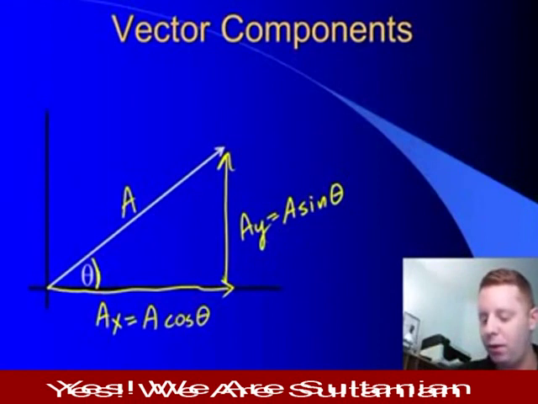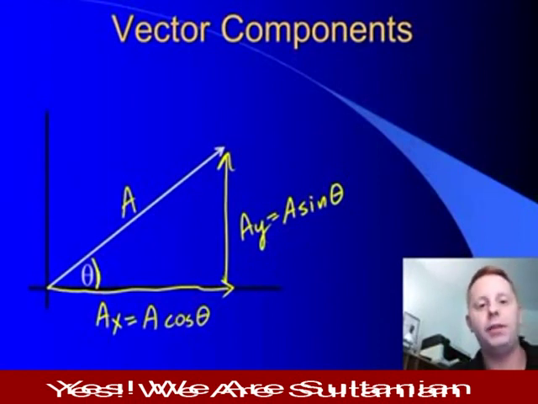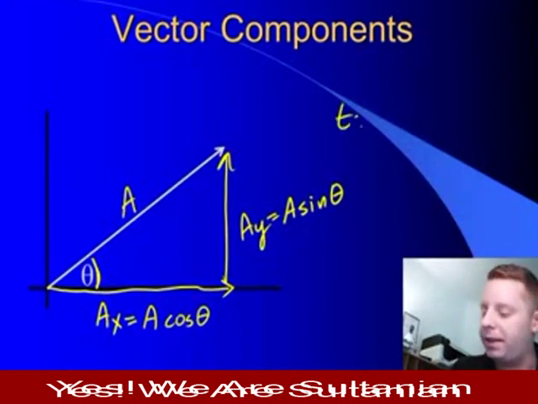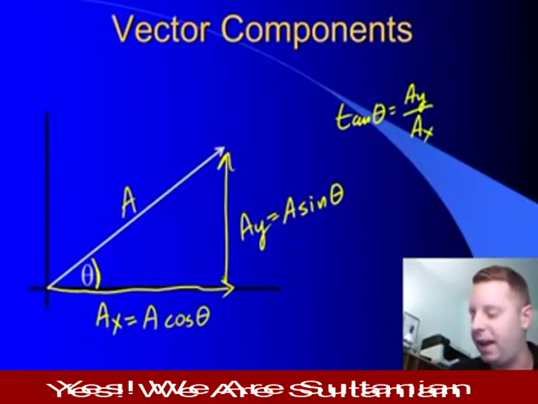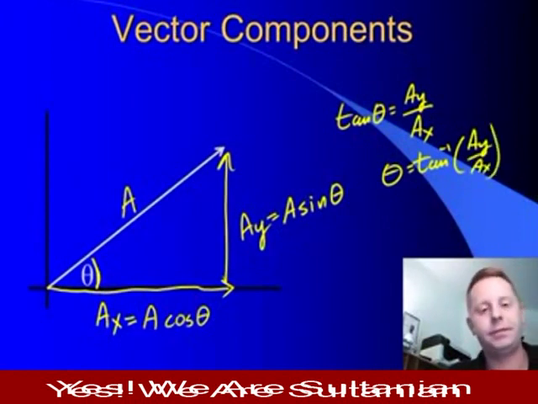And you could actually go in the other direction too. If you happen to know Ay and Ax, or any two of those three sides, you could always go and find that angle using trig too. For example, if we knew the vector components Ax and Ay and wanted to find theta, we know that the tangent of theta is the opposite side, Ay, over the adjacent side, Ax. Therefore, angle theta would be the inverse tangent of Ay over Ax. Let's take a look at an example.